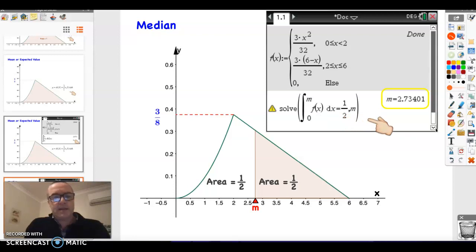The calculator, we had to force that to give an approximate value. So in this case, I've solved that the median is approximately 2.73. That would be the median value of the distribution.